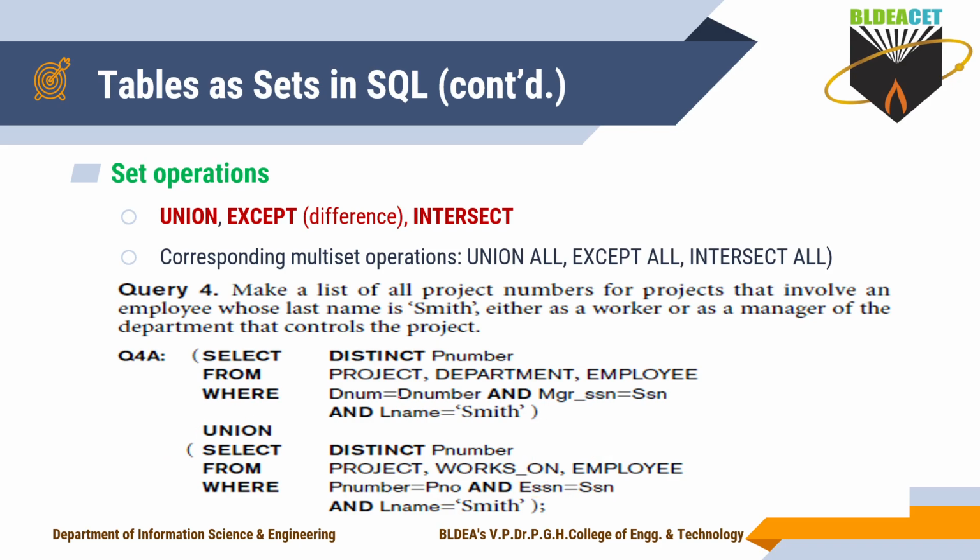Next, you have to check either as a worker or as a manager. Then you can use one of the set operations, that is union. Union, as you know, gives those tuples which are present in relation A or in relation B or in both relations. That employee may be a worker or a manager, so that's why it is possible with the help of the union operation. So this is how to use set operations in writing queries. If you want to retrieve such results, you can also take the help of set operations.